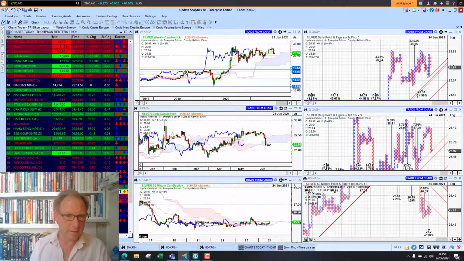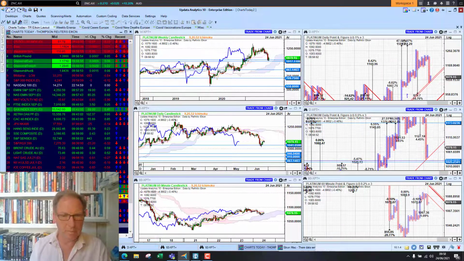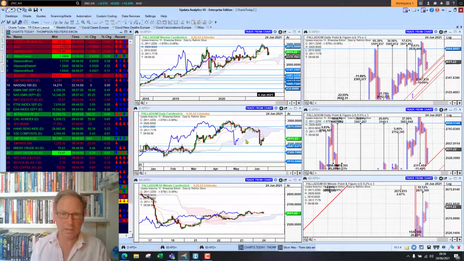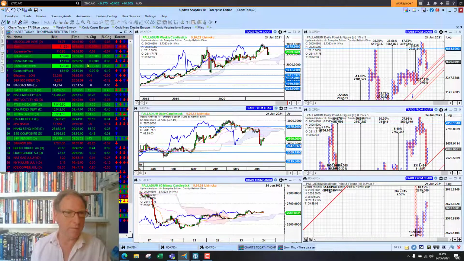Silver is up 0.4%, platinum down 0.5%, and palladium, which had a very big fall last week, we see that 10% move in a day, is recovering off the cloud. Again, we need to hold that low.